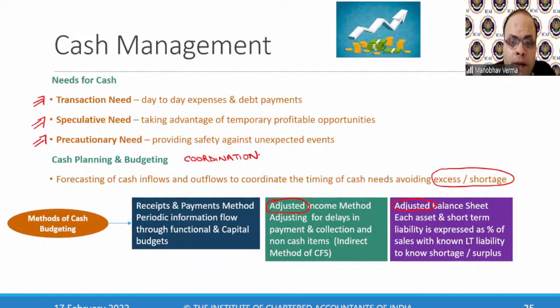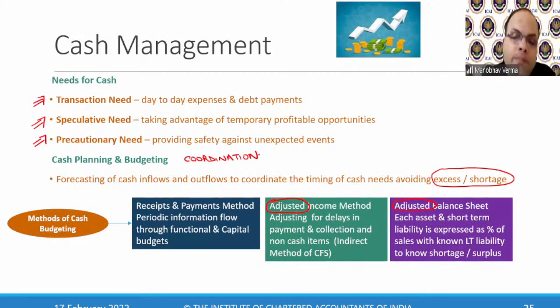So in the adjusted income statement method, of course, whatever changes in the balances with respect to the credit period, or we can say any kind of delays in the payments and the collection, that has to be adjusted, because the entire income statement is based on the accrual, guys, right? So that is the adjusted income statement.